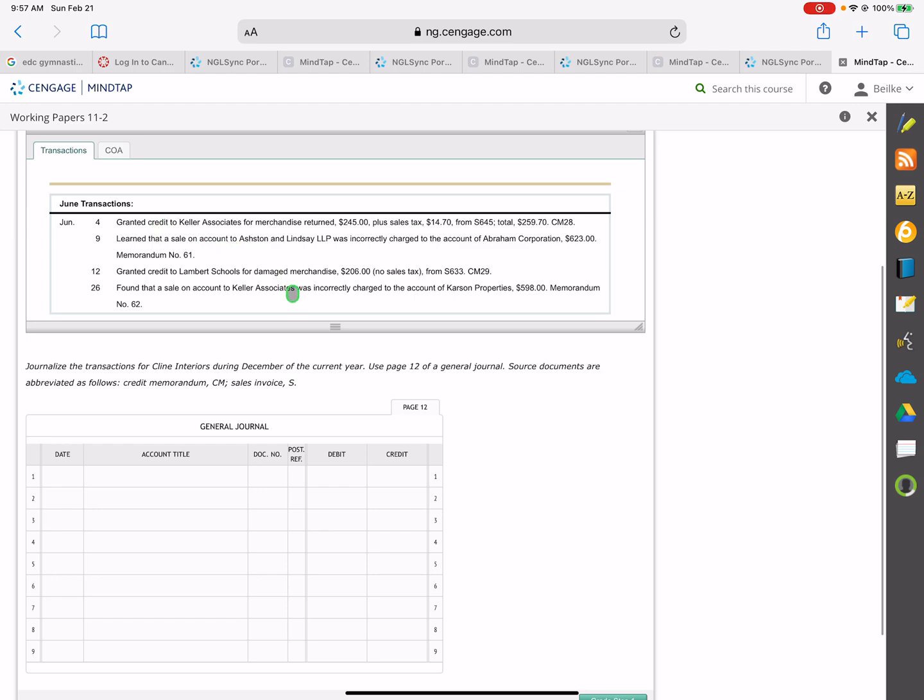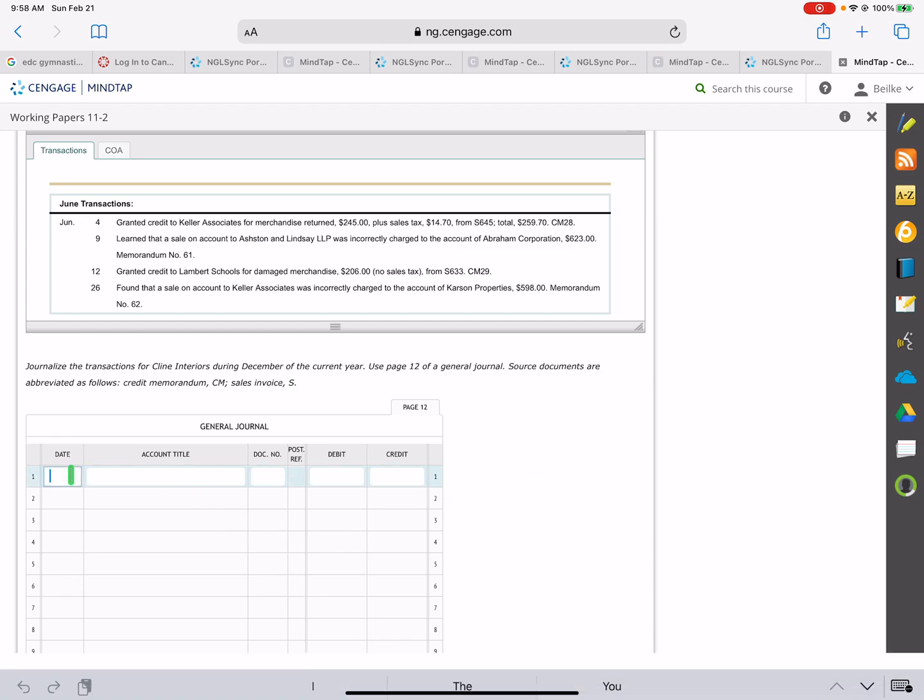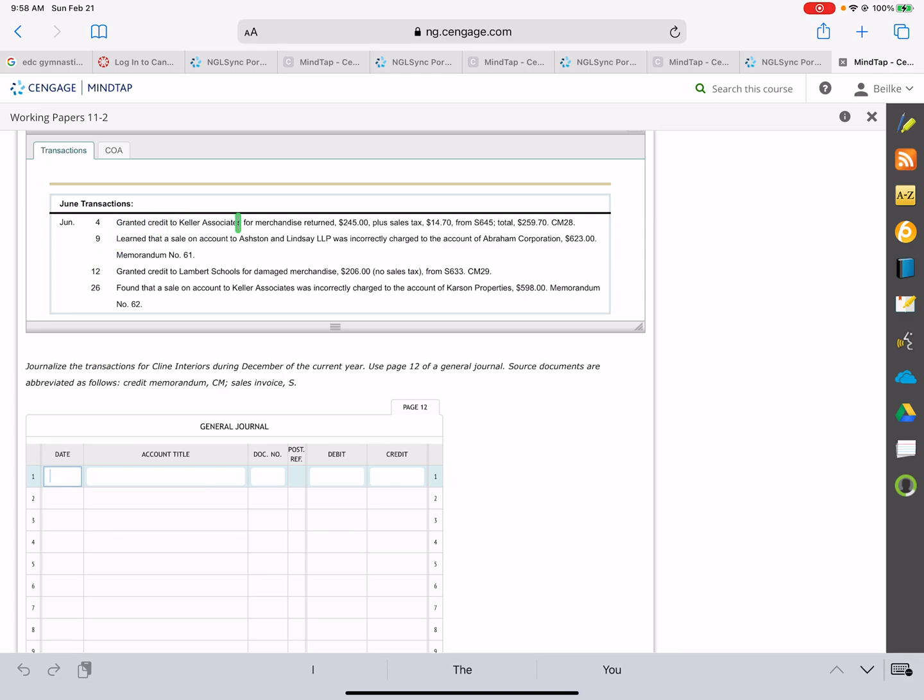Okay, so in this section, remember, we sold some merchandise to individuals or businesses and they may be returning it to us. So we're going to deal with the sales that we had. All right, so our first one is we granted credit to Keller Associates for merchandise return plus sales tax. And it says from S645, that means if we look back on sales invoice 645, we would see that that's what they owe us. When we grant this credit, we're going to fill out a credit memorandum that will give them a copy, and then we keep a copy for our source document.